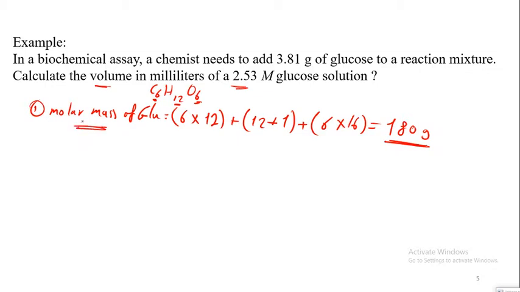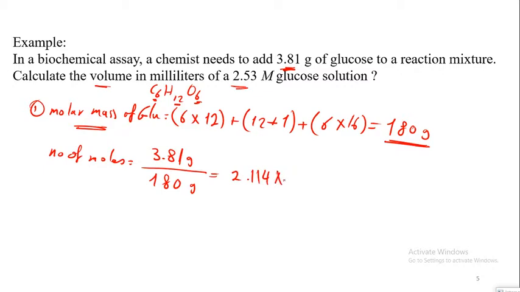If I know my molar mass and I know the number of grams, I can calculate the number of moles. So the number of moles would be equal to my grams, which is equal to 3.81, divided by the molar mass, which is equal to 180 grams. This would be equal to 2.114 multiplied by 10 to the power minus 2 moles.